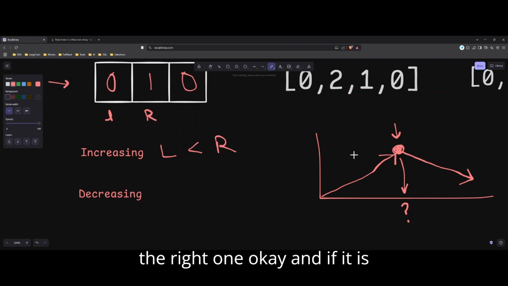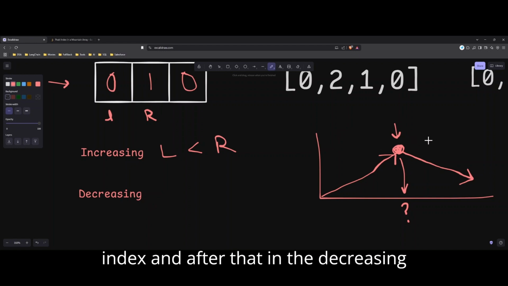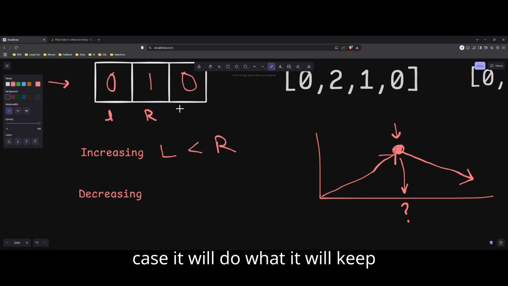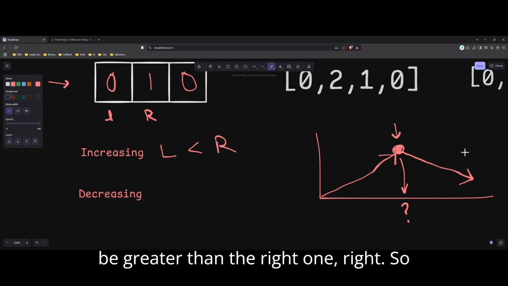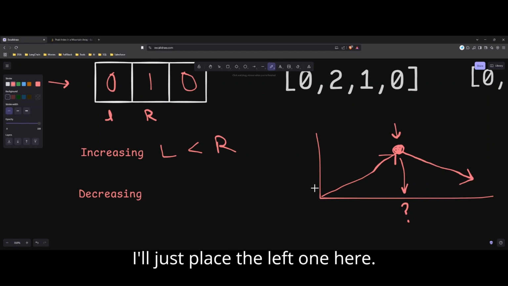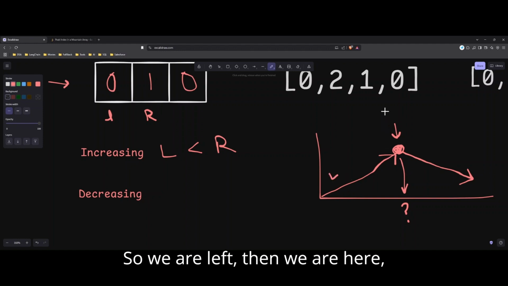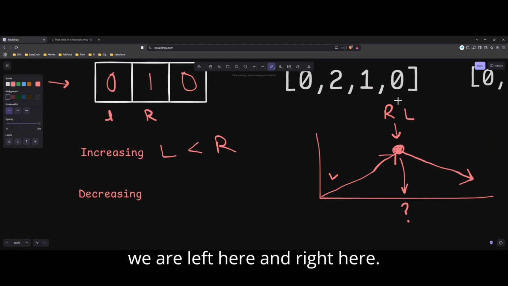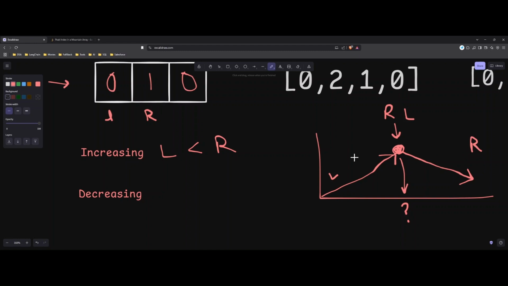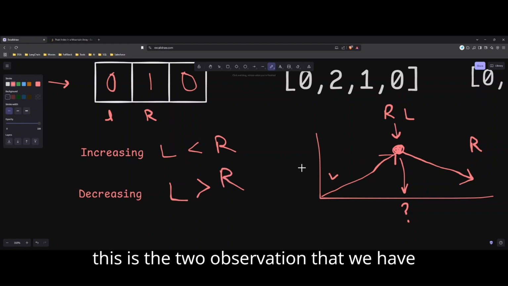And if it is decreasing, it means that we have already found the peak index. After that, in the decreasing case, it will keep decreasing, meaning that the left one would be greater than the right one. So I'll place the left one here, and the right here. Then after that, left is here and right is here. In that case, this left would be greater than the value of i. So these are the two observations that we have made.